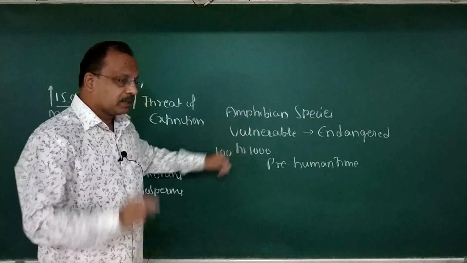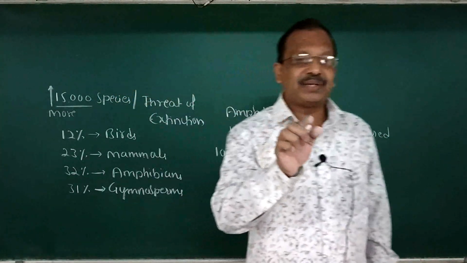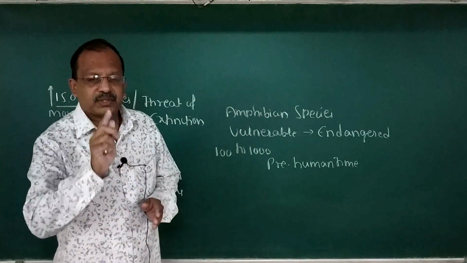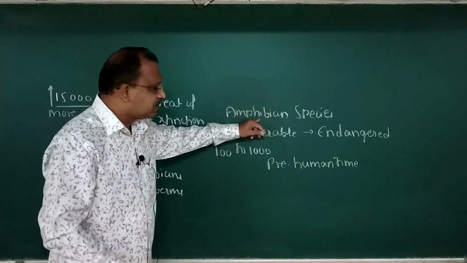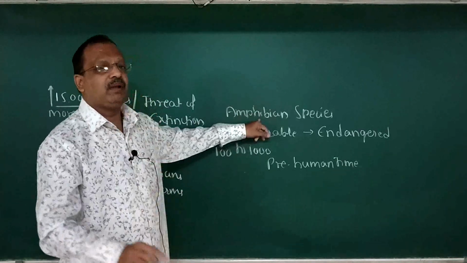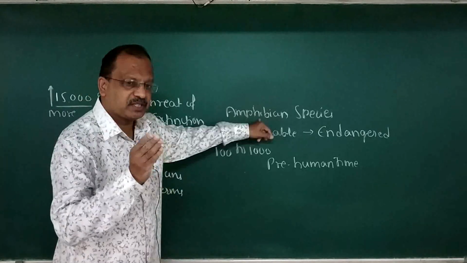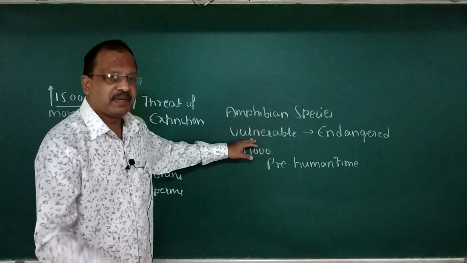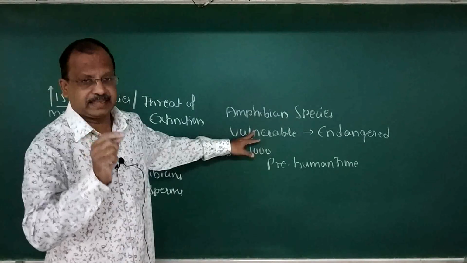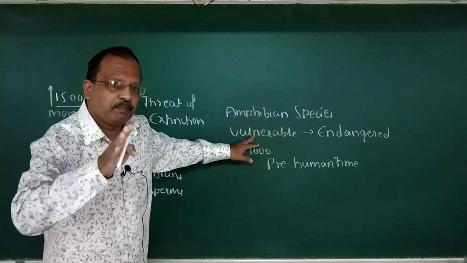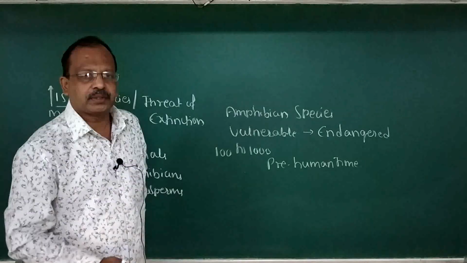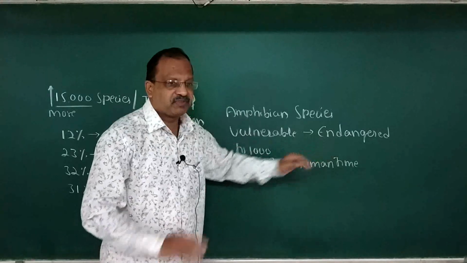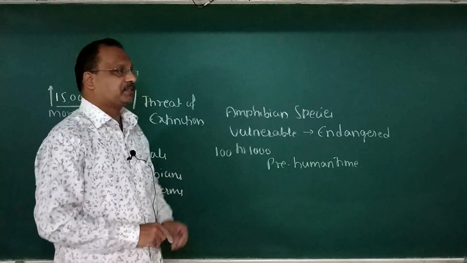Endangered. Okay, so careful analysis of the record indicates that the rate of extinction is not random. Amphibian species are more vulnerable to extinction. Vulnerable means in danger of becoming extinct if the causative factors remain constant. Endangered species are those in danger of becoming extinct.